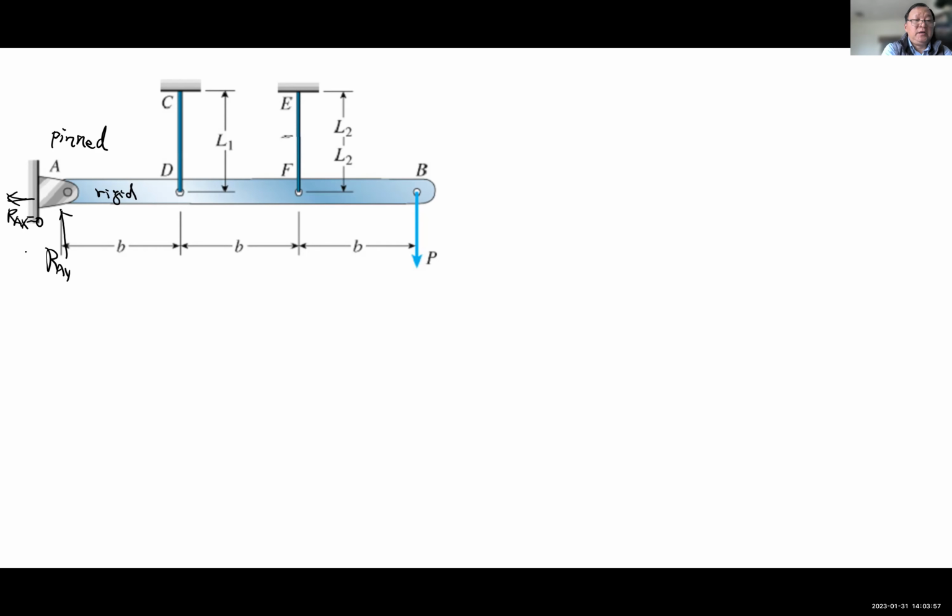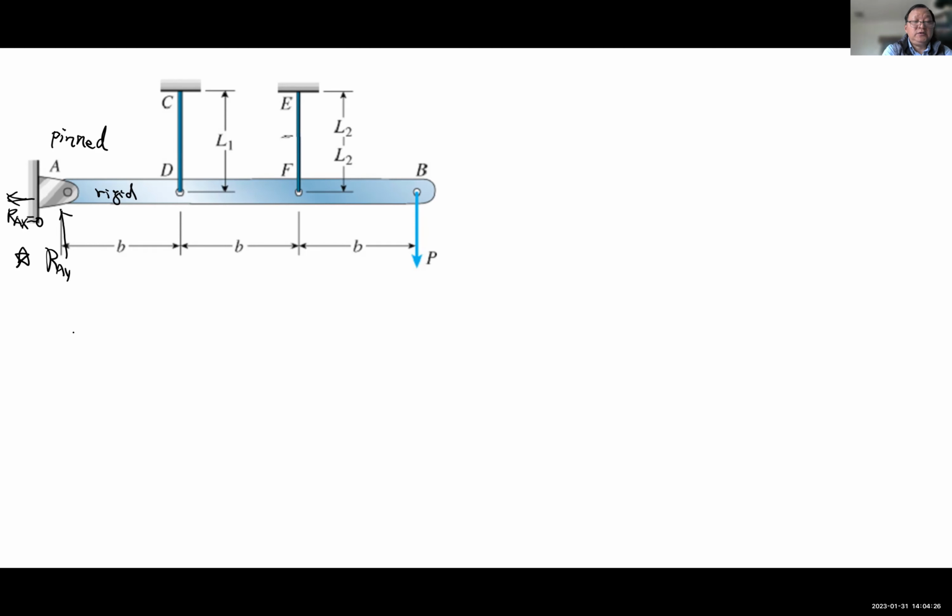I want to emphasize there is a RAY here because many people, when solving this kind of problem, either in homework or exam, forget to label the RAY. If you ignore the RAY, then the system becomes determinate, and your solution will be totally wrong. Because if you consider RAY, then this system is indeterminate. Why? Let's first confirm this is indeterminate.